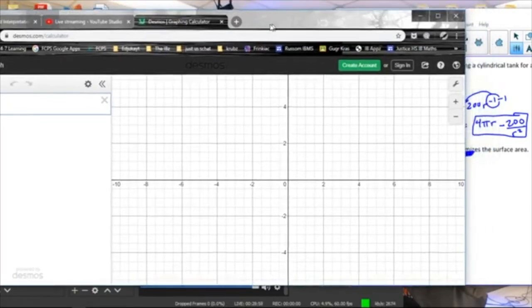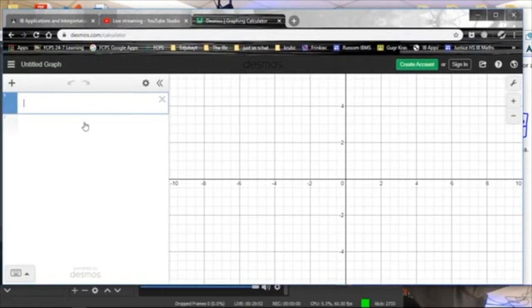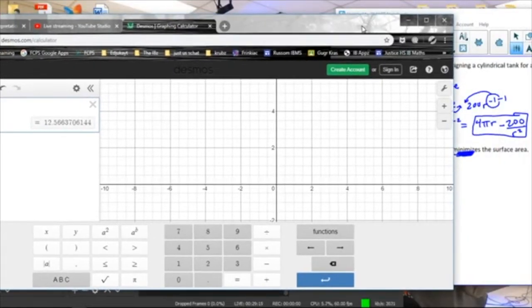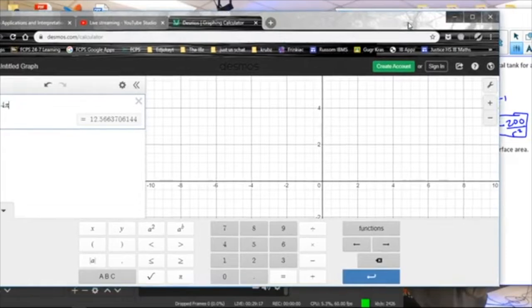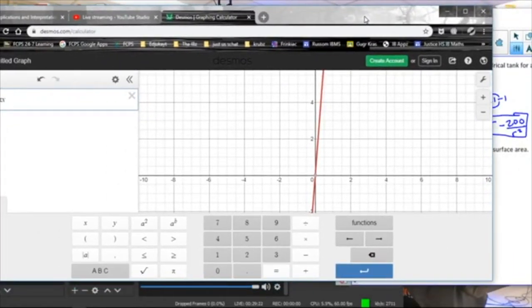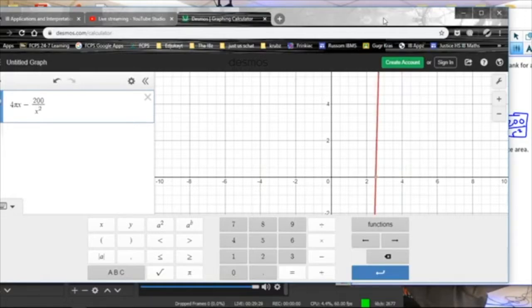So I have 4 pi r minus 200 over r squared. Let's see if we can put that in here. 4, where's my pi function? Oh, here it is. Pi. And instead of r, I'm going to use x. So you should do the same thing on your calculator. Don't use r, use x. X is your variable. So 4 pi x minus 200 over x squared.